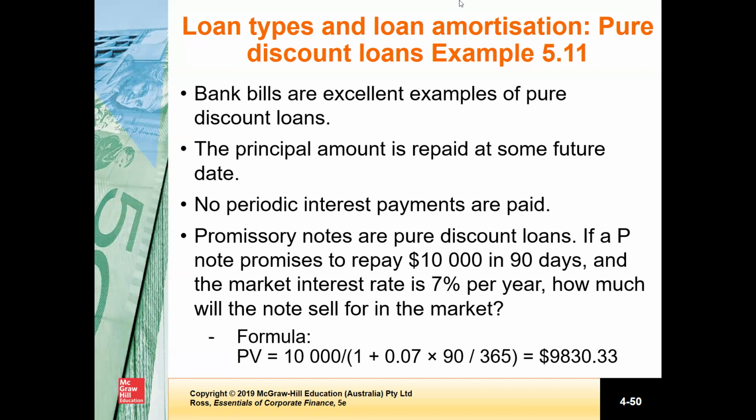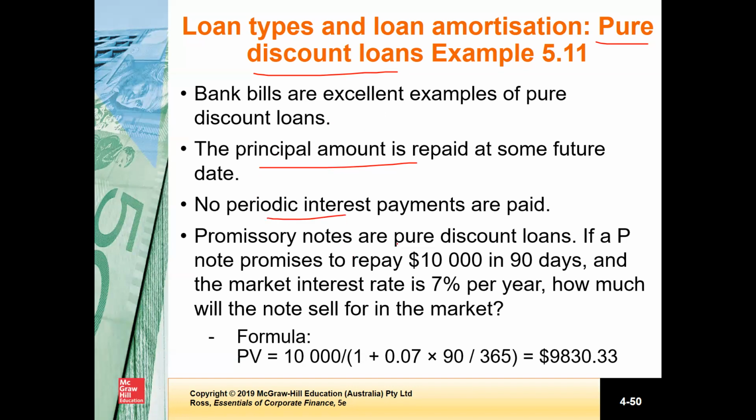So first of all is pure discount loans. A pure discount loan is the simplest form of loan. With such a loan, the borrower receives money today and repays a single lump sum at some time in the future. For example, if it's a 10% 1 year pure discount loan, if you borrow $1 today, you pay $1.1 at the end of the year. Now, you see that the principal is paid at maturity and no periodic interest.